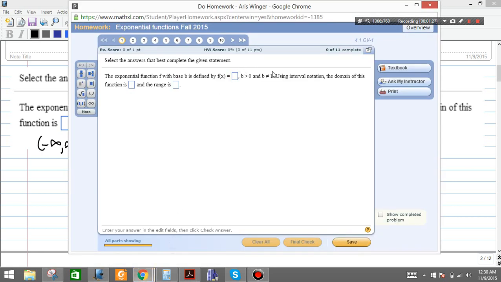So it's b to the x. The domain in interval notation is the whole real line, minus infinity to infinity. And the range is 0 to infinity.